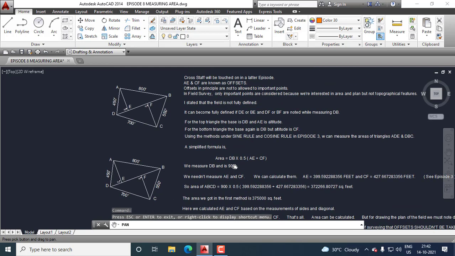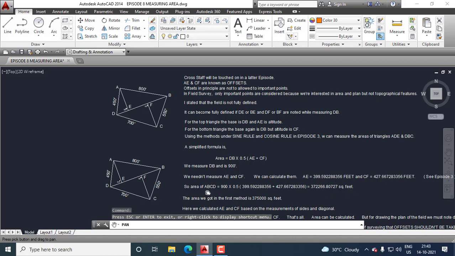Area is equal to DB into 0.5 into AE plus CF. This is the half base into altitude method. We take the sum of the offsets and we average them. Therefore we are using 0.5. AE plus CF by 2 or 0.5 into AE plus CF, both are equal. We measure DE and it is 900 feet. We calculate AE and CF and these are the values.